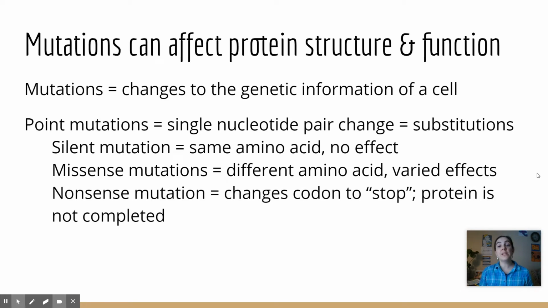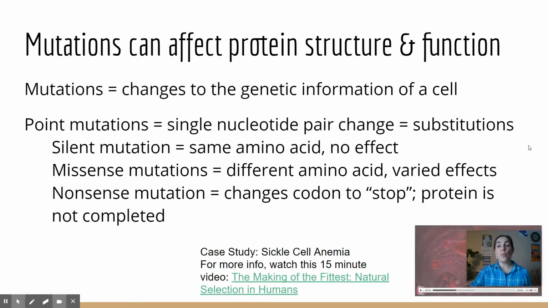The third possibility is what's called a nonsense mutation. If the mutation changes a letter in the middle of a gene to a stop codon, then that protein won't be built completely. It will stop in the middle, and therefore that protein won't even be made. So that's called a nonsense mutation.